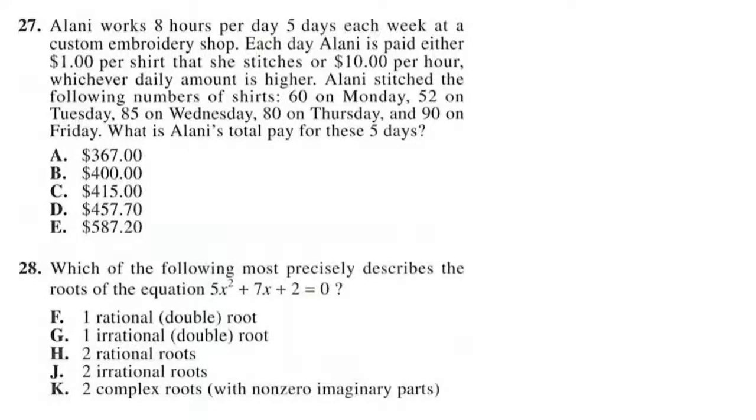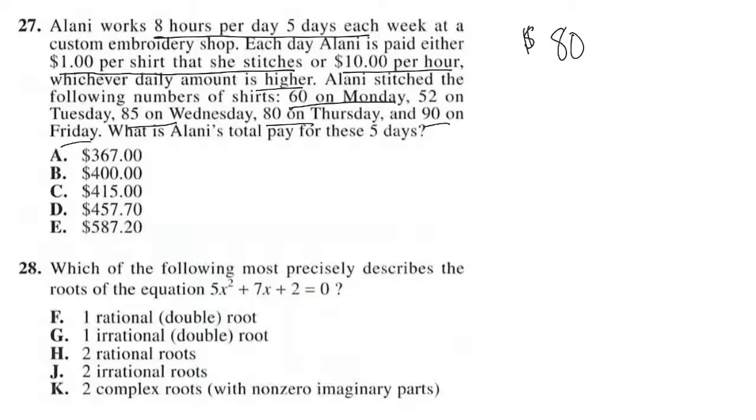Number 27 is a great calculator problem, and we can set this up. So this person works 8 hours a day for 5 days a week, and is paid $1 per shirt that she stitches, or $10 per hour, whichever is higher. So here we see that this person stitched the following number of shirts: 60 on Monday, 52 on Tuesday, 85 on Wednesday, 80 on Thursday, and 90 on Friday. So let's see, 8 hours. So $10 an hour for 8 hours. So she has $80 for sure, guaranteed.